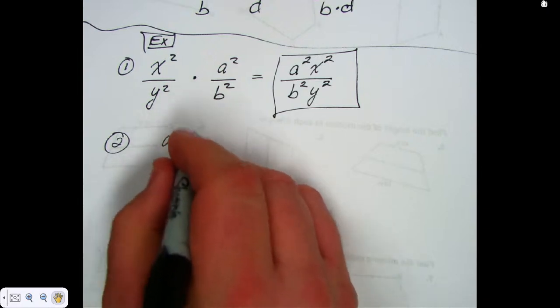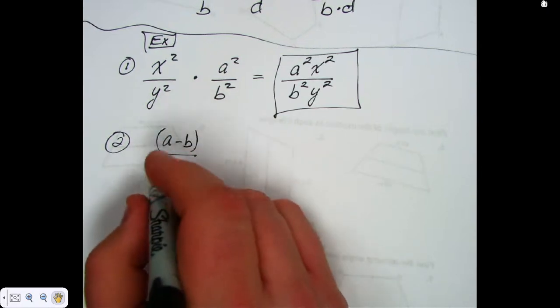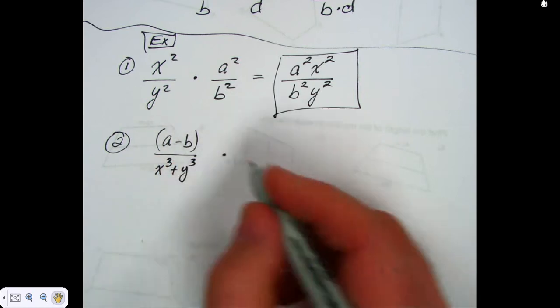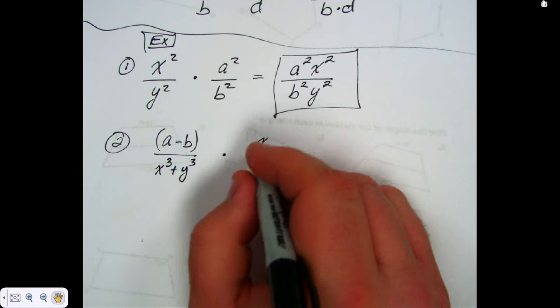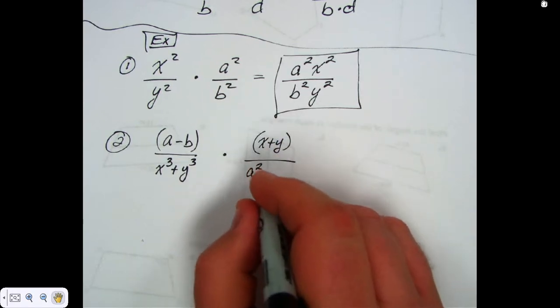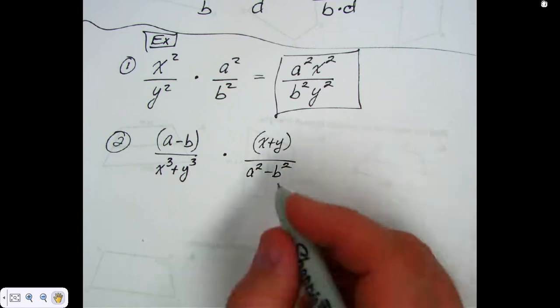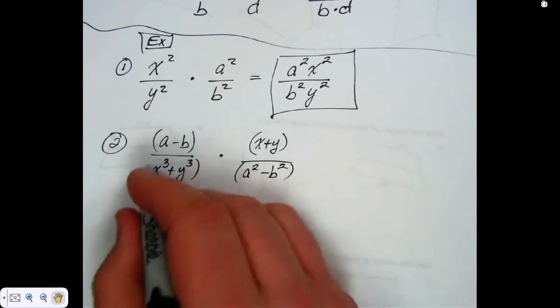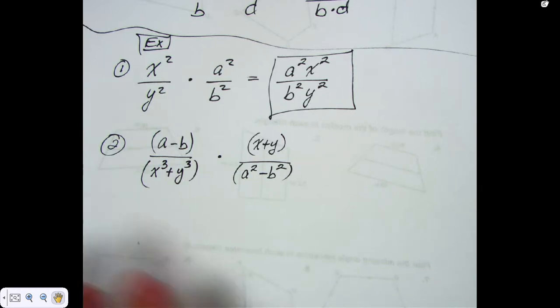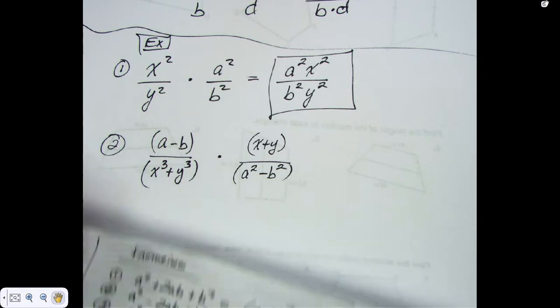Let's go a minus b over x to the third plus y to the third times x plus y over a squared minus b squared. Now, whenever you have these, before you go any further, before you multiply and get this whole thing and start multiplying all this junk together, make life easier on yourself. See if there's a way to reduce.